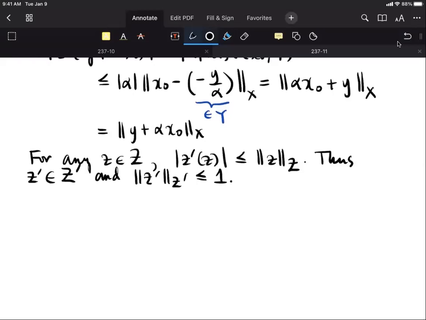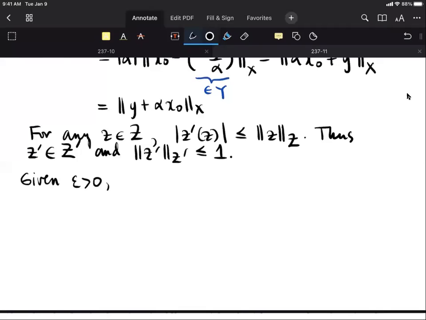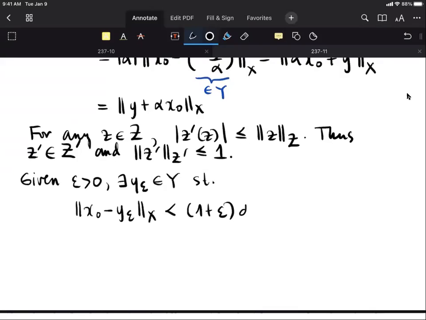Next, we show that indeed the norm is equal to 1. So again, we take a positive epsilon, then we conclude that there exists a y epsilon in Y such that the norm of x naught minus y epsilon is less than 1 plus epsilon times the distance of x naught and Y. So we can find a distance that is less than a number that is slightly larger than the distance.